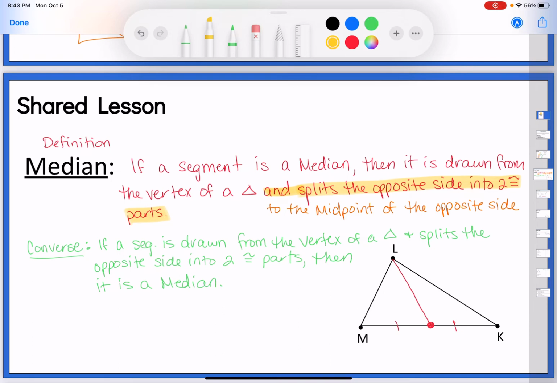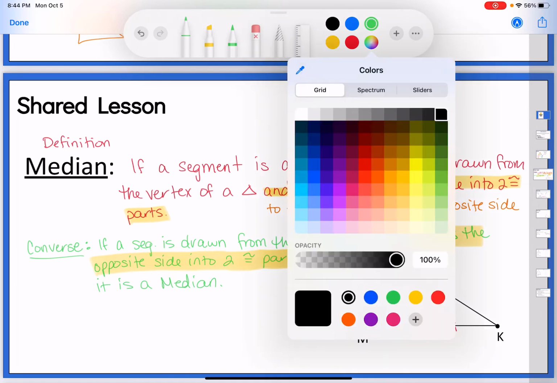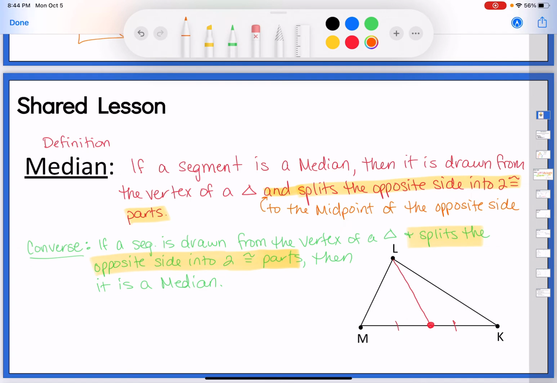And again, you can swap out the words "splits the opposite side into 2 congruent parts" with "to the midpoint of the opposite side," and that works as well for both. So just keep in mind that this highlighted part you can swap out in either one, and that is perfectly fine. So this does seem like quite a long if-then form, and it is, but every single part is crucial. For it to be a median, it has to be drawn from a vertex, okay? And the only medians are of triangles, that's it. So it has to be drawn from the vertex of a triangle, and it has to split that opposite side into 2 congruent parts. So it's just a lot of words, but they're all very essential.